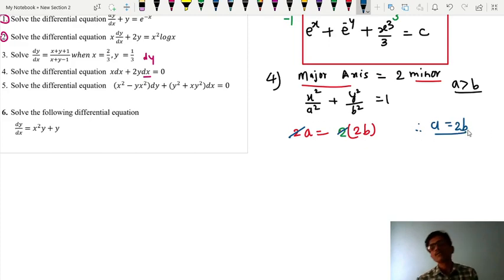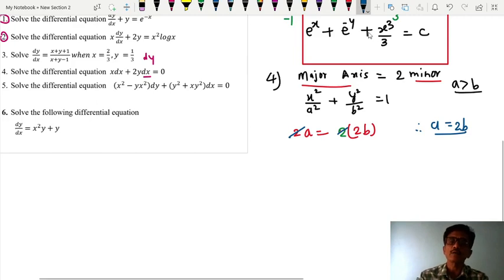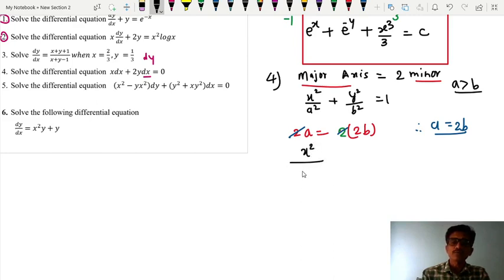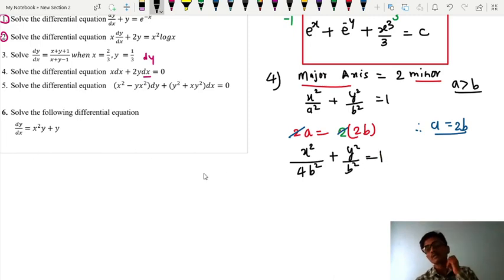तो आप a is equal to 2b रखो या b is equal to 1 upon 2a रखो. So it is one and the same thing. So x square upon a square is 4b square plus y square upon b square is equal to 1. Now we solve this differential equation.